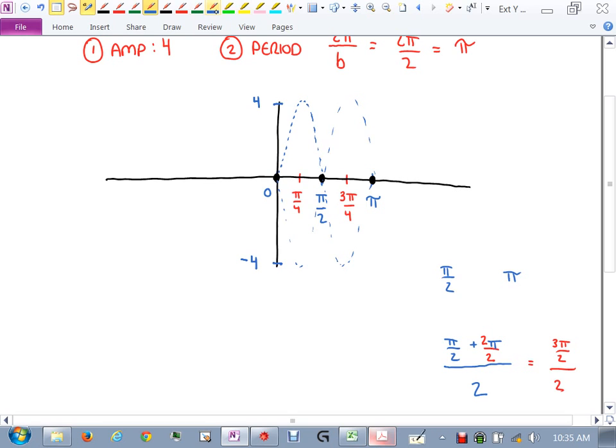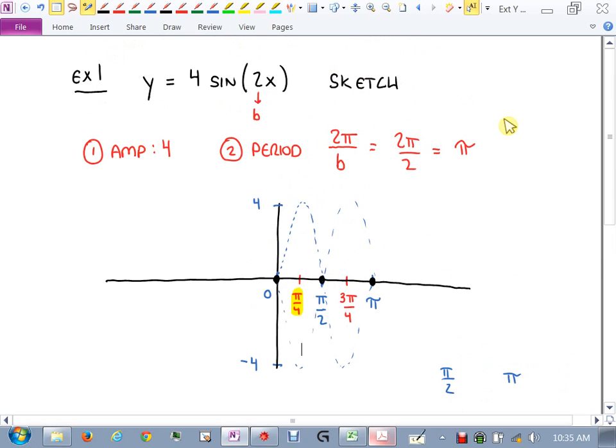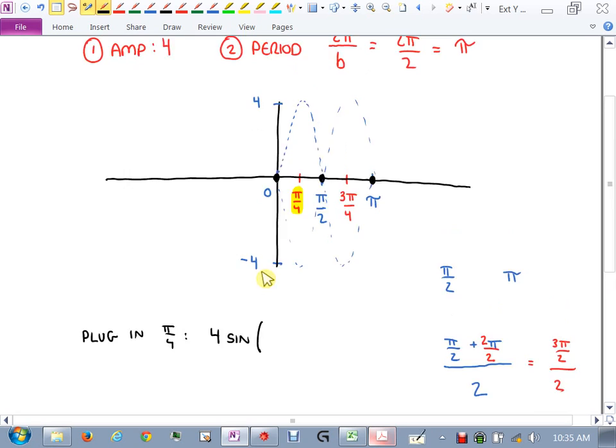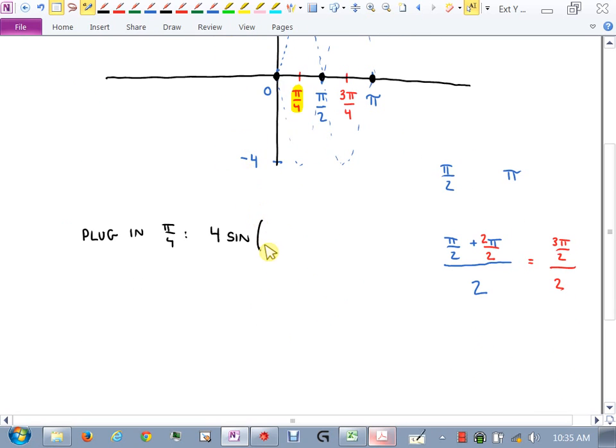So because of that, the only way to know which one of those it is is to actually test the point. What I mean is, take your pi over 4 and plug it into the function. So I'm going to test where's my function? Right up here? I'm going to plug in pi over 4. So we get 4 sine of, what was it, 2 times x up here? So 2 times pi over 4. That's 4 sine of 2 pi over 4. Let's see, reduce that fraction, that's pi over 2.